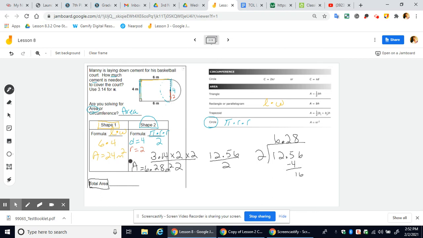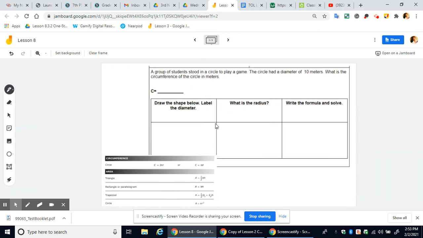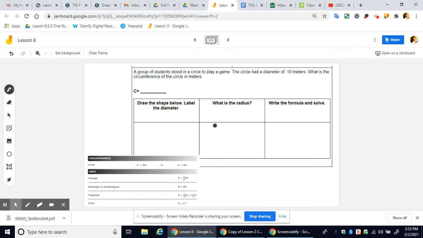So the question says they want the total area since we're putting cement on all of this. So that means that I'm going to have to add the area of both shapes. So I have 24 plus 6.28. So if I put this down, that gives me 30.28 meters squared. Okay. All right, let's go ahead and look at one more problem.